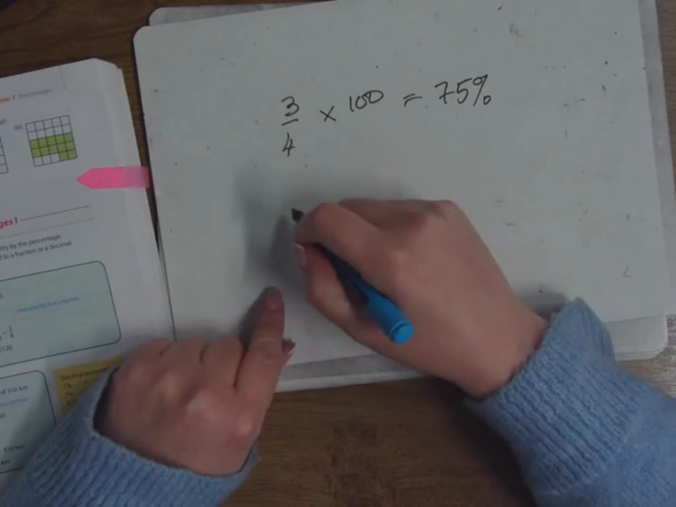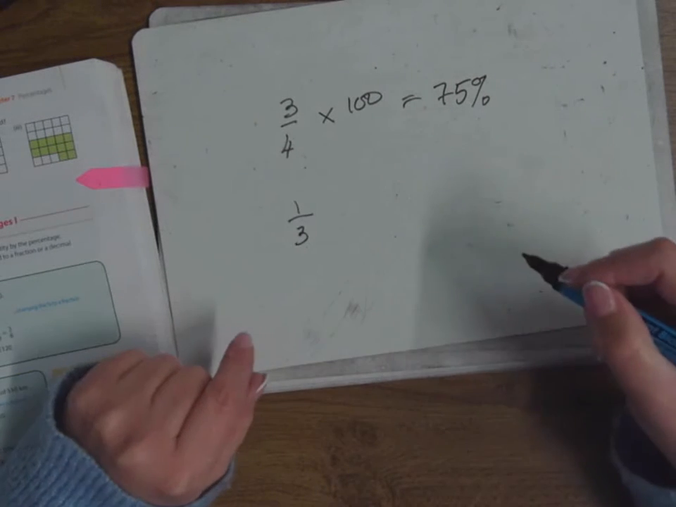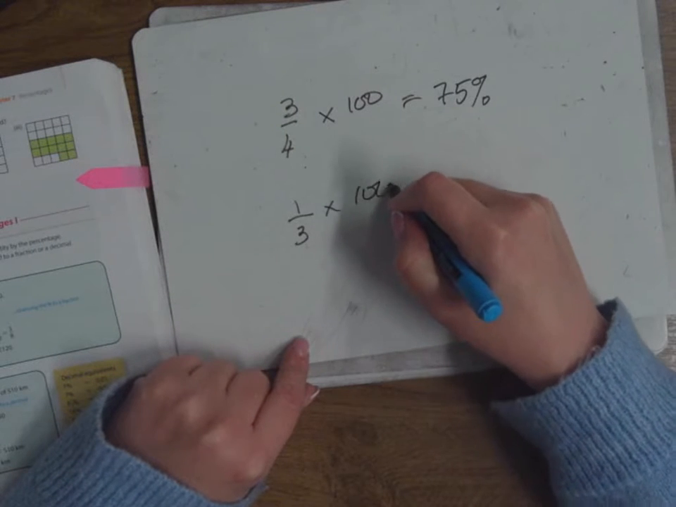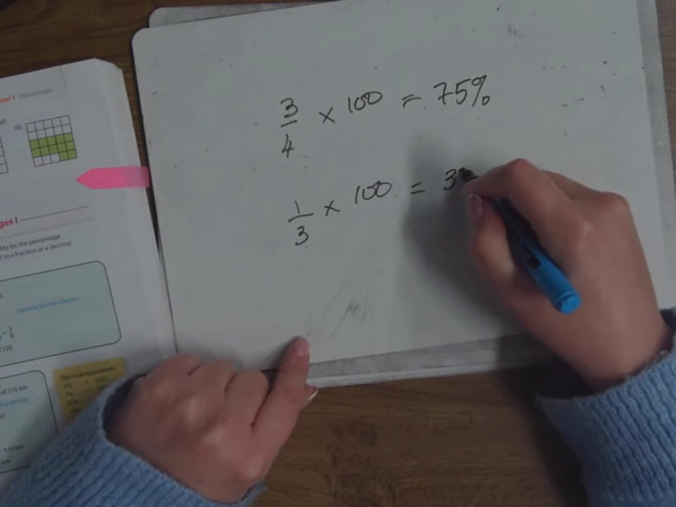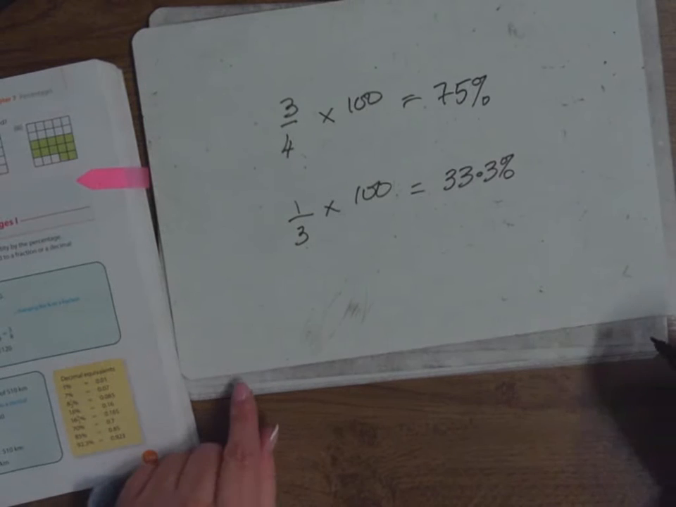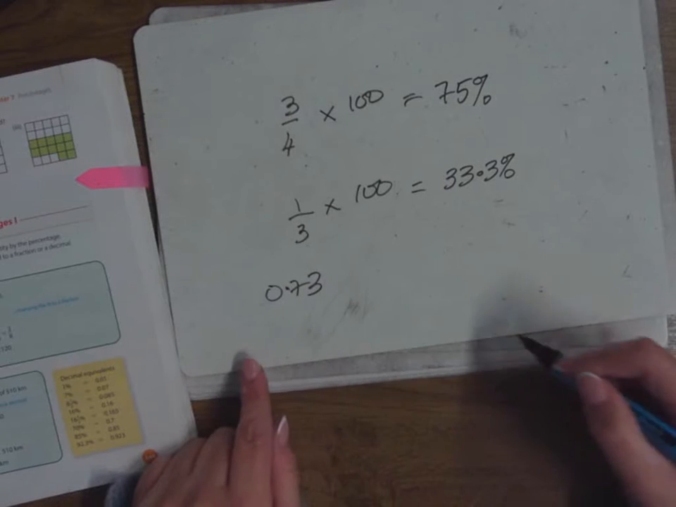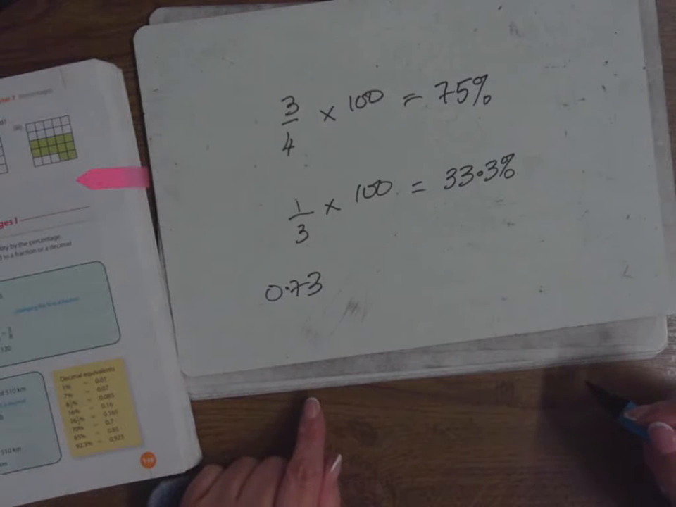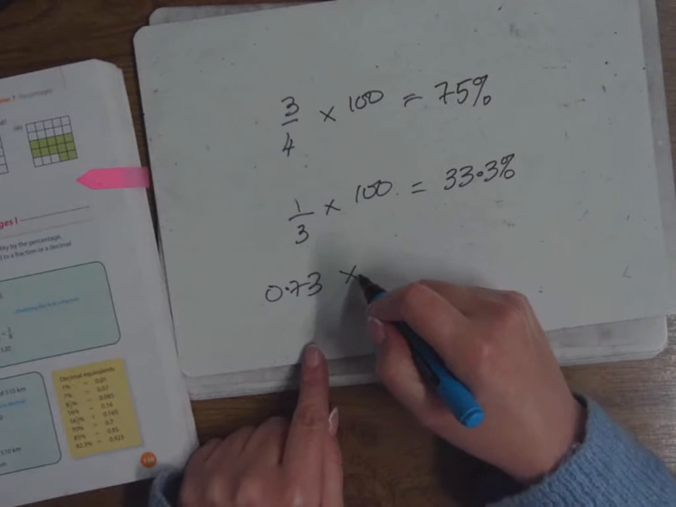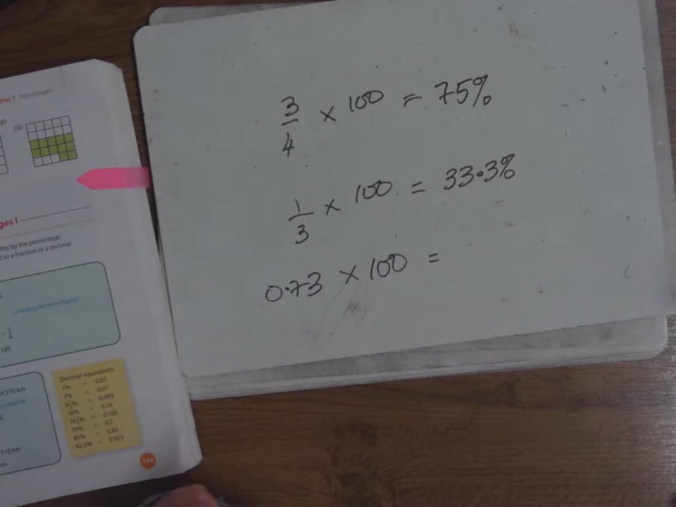Is that okay? Right, if I wanted to turn 1/3 into a percentage, what would I do? Multiply it by 100 into the calculator and you'll end up with 33.3 and you put a percent after it. Do you remember this? Right, if I wanted to put 0.73, a decimal, into a percentage, how do you turn a decimal into a percentage? You multiply it by 100. How do you turn anything into a percentage? You multiply it by 100.